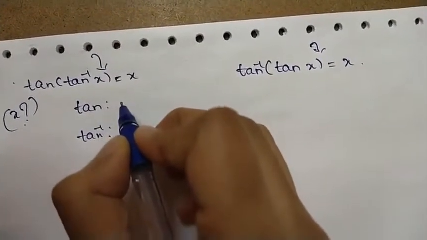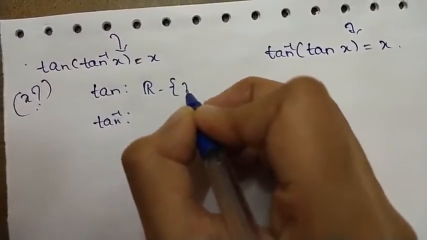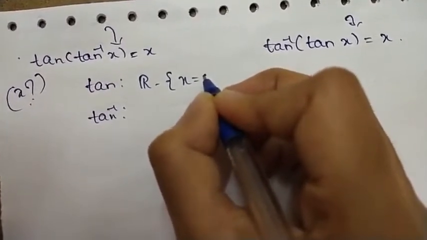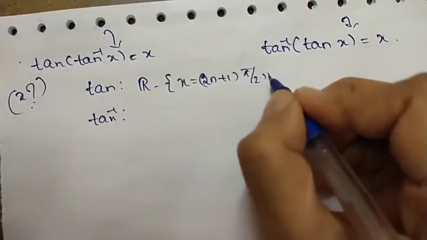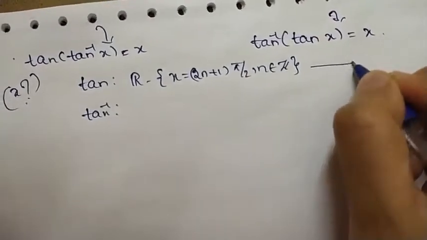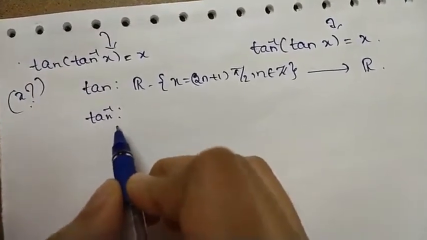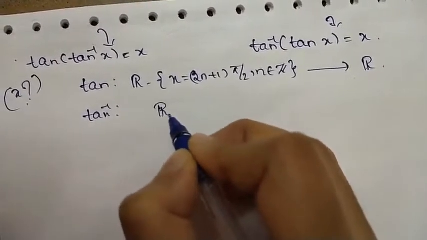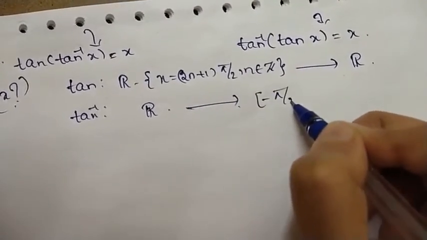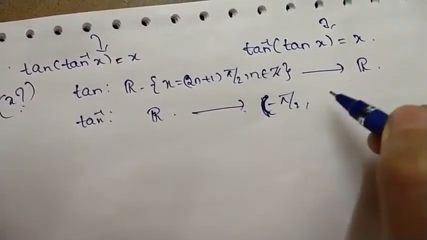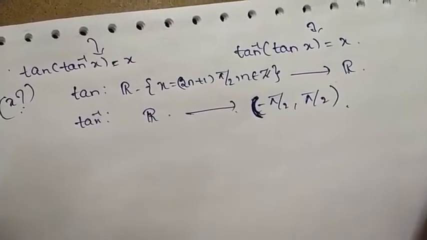The domain of the tan function is the set of real numbers except x equal to the odd multiples of pi by 2, that is 2n plus 1 times pi by 2. I am excluding all those multiples. And its range is the set of real numbers. Then the range of tan inverse is the open interval minus pi by 2 to pi by 2, with the domain being the set of real numbers.